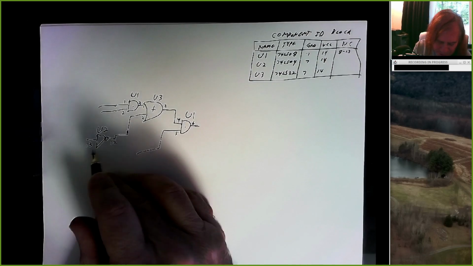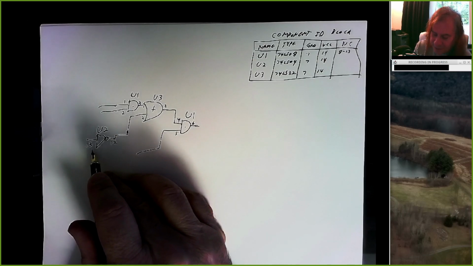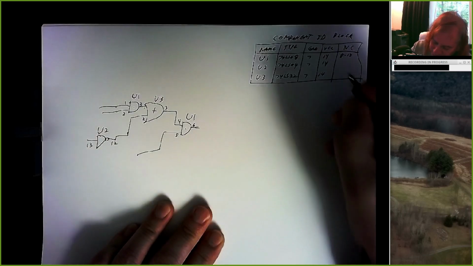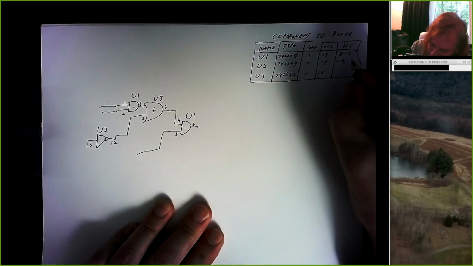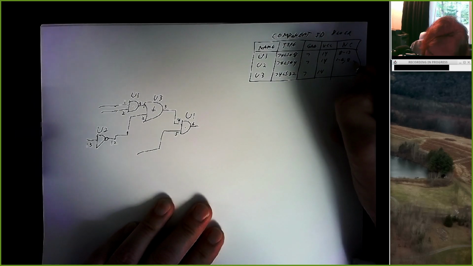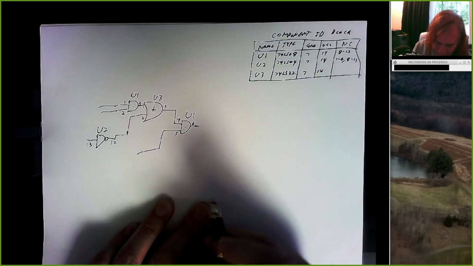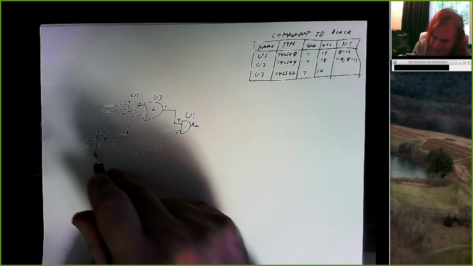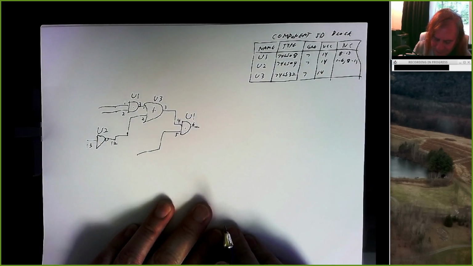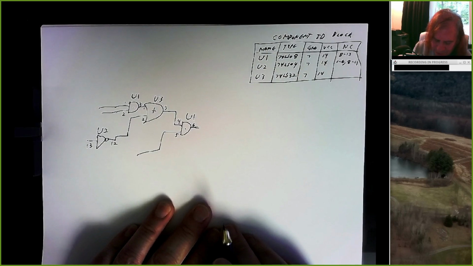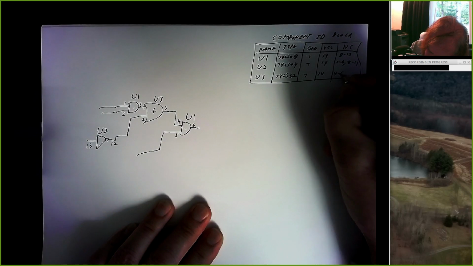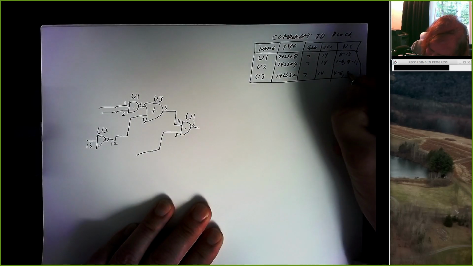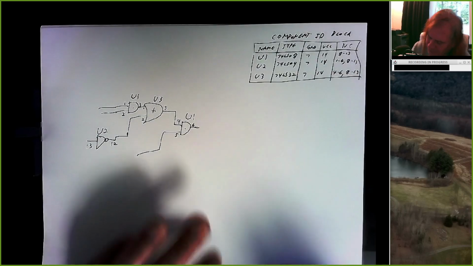U2, we're using pins 12 and 13, and that's it, plus the power and ground. So we have no connection on pins 1 through 6. 7's connected to ground. We have no connection on pins 8 through 11. And then pin 12 is right here, 13's there, 14 is VCC. U3, we're using pins 1, 2, 3. We're not using 4 through 6. We use 7, and we don't use 8 through 13.